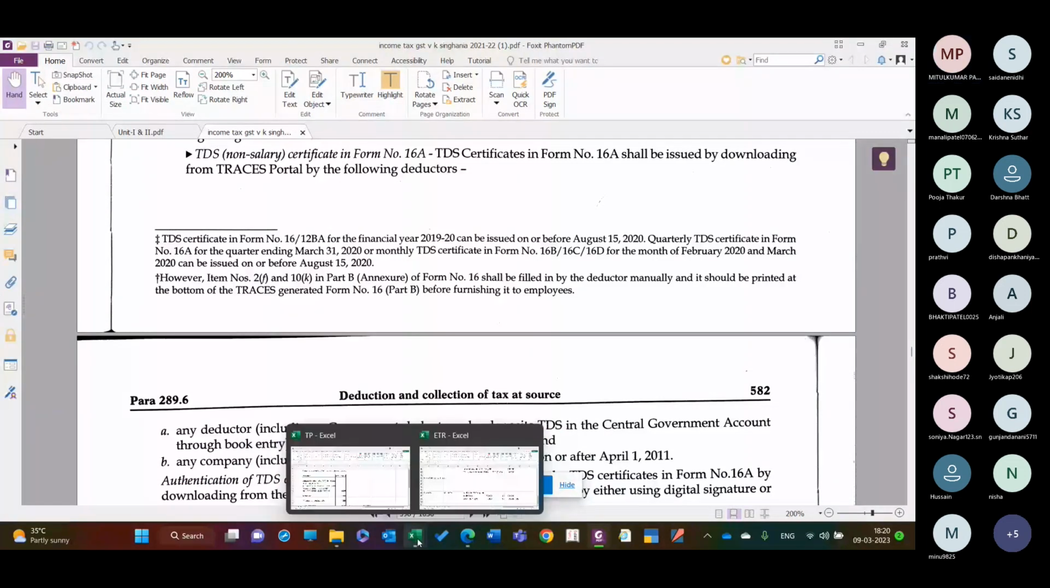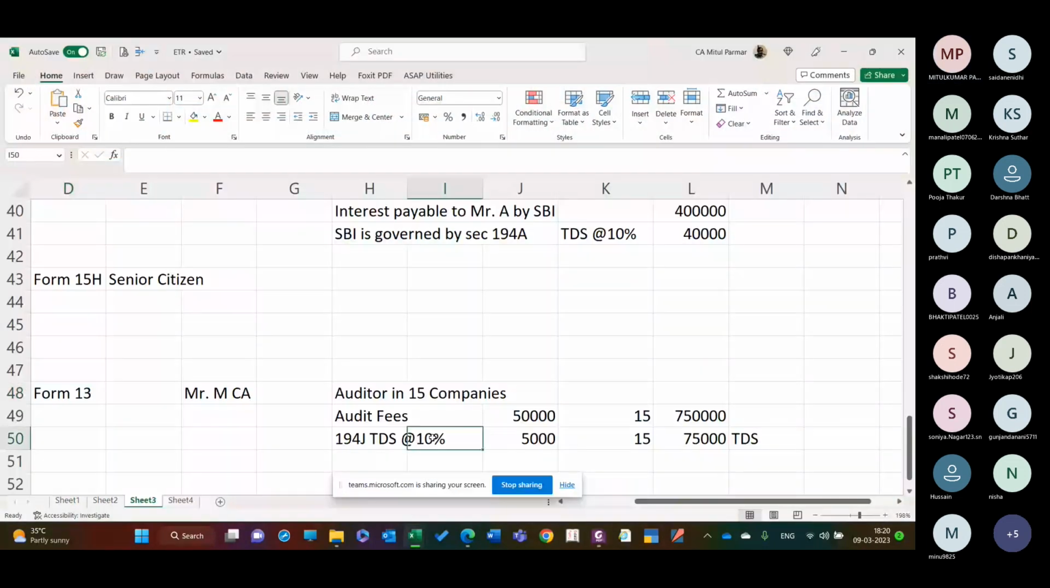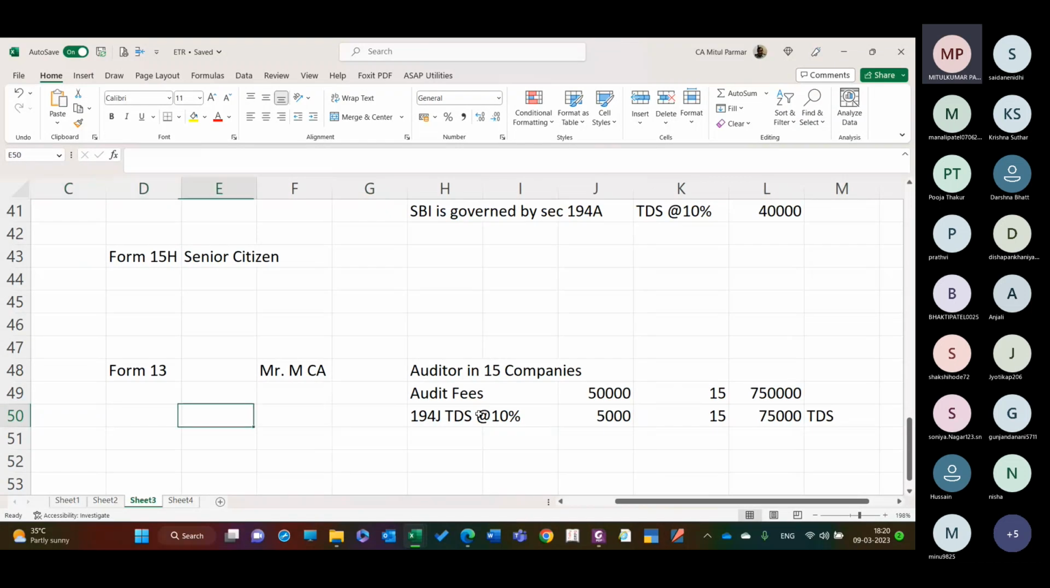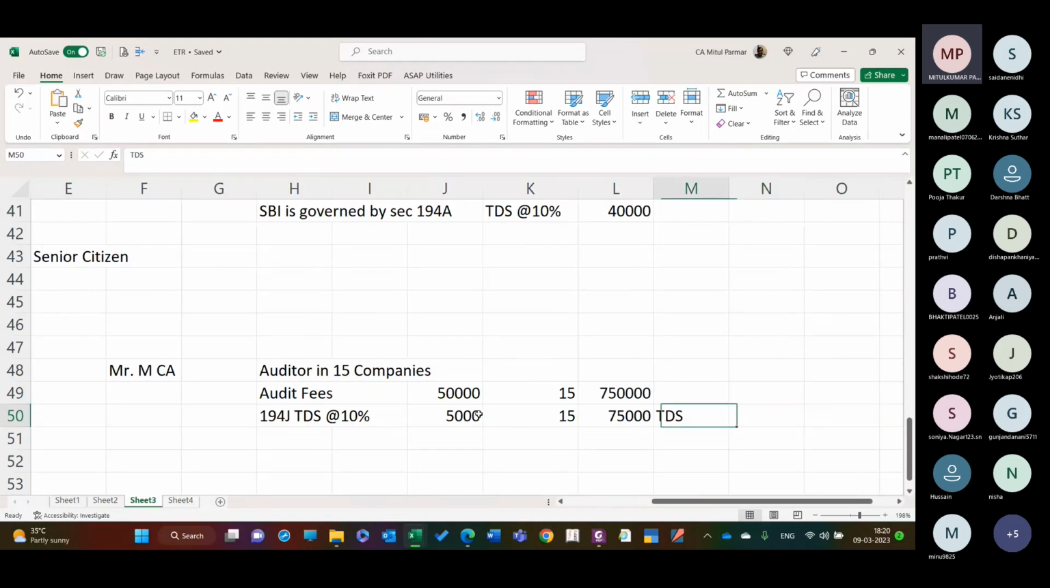Okay, fine. So what is Form number 13? Form number 13 says that if the person whose tax is deducted by the deductor has a substantially high amount of tax deducted.